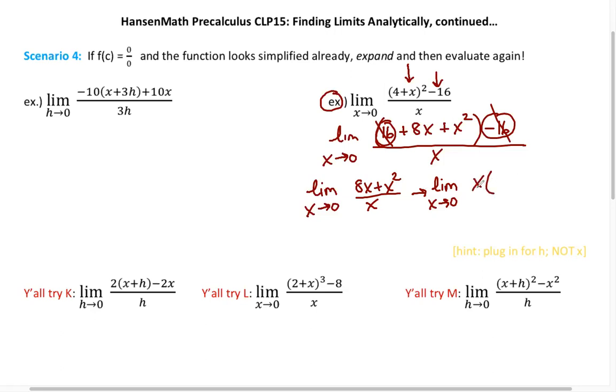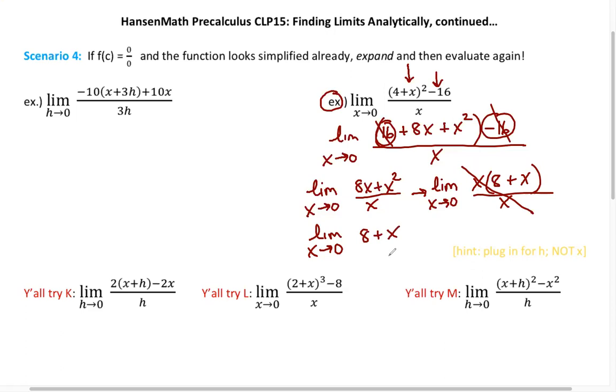So if we factor out an x, we pull it out of the 8x, so we just have 8 plus, if we factored out an x from x squared, that leaves us with x all over x. Now you see that we have an x on top and x on the bottom. Those will cancel out. So we have the limit as x approaches 0 of 8 plus x.